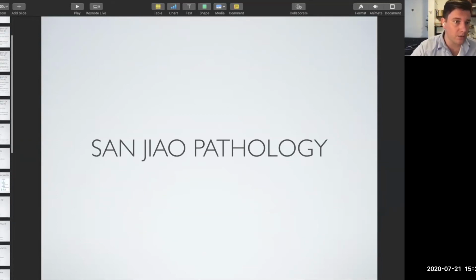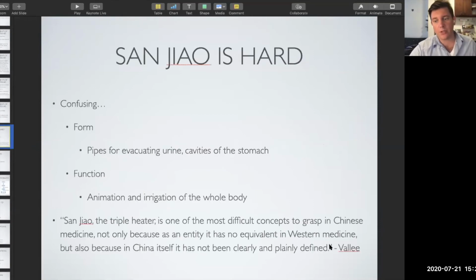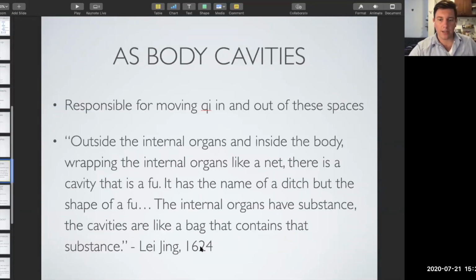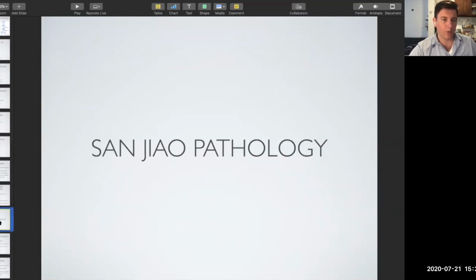I'll refer us back to Elizabeth Rochat's statement here. The Sanjiao is one of the most difficult concepts to grasp in Chinese medicine, not only because as an entity it has no equivalent in Western medicine, but also because in China itself it has not been clearly and plainly defined. There are times when encountering phrases like, it's like a net, it's like a bag that contains things, I wonder whether that was clear to the people who were saying it originally or not. I read that and I go, what do I do with this? But they might read that and go, that's a complete statement. If you're not getting it, we don't really know what else to say.